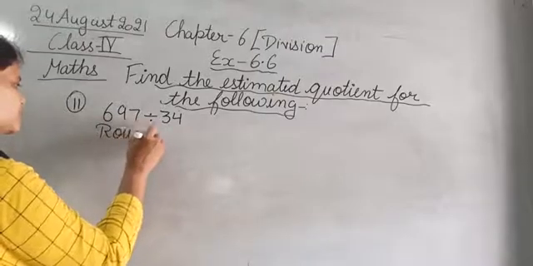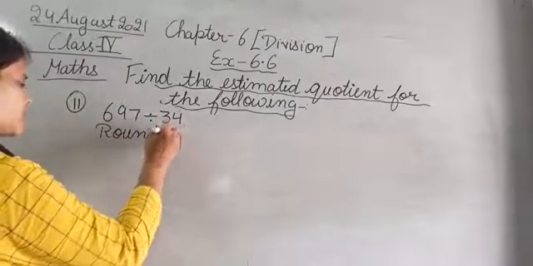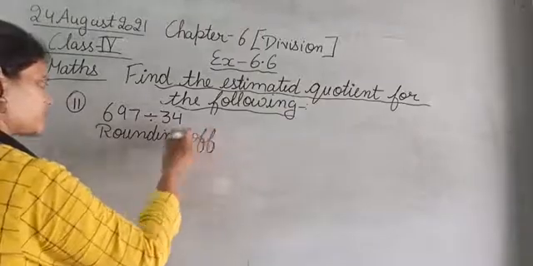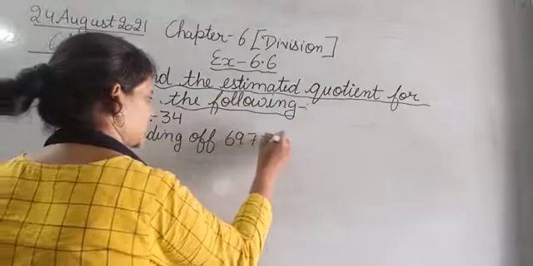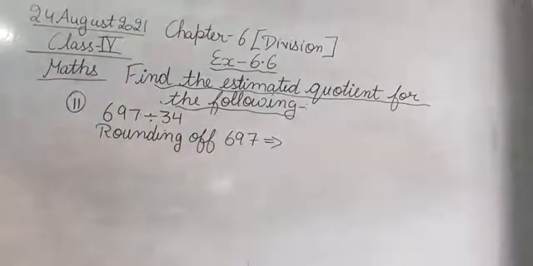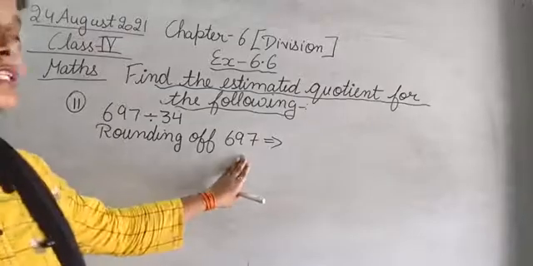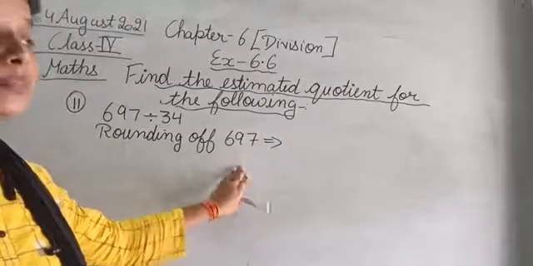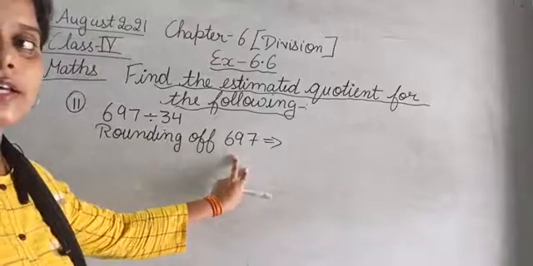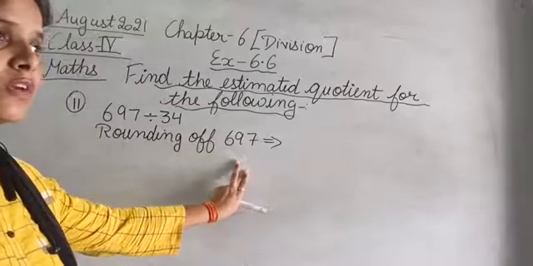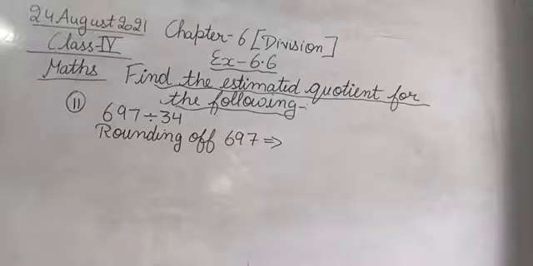Rounding off 697. So 697 is a 3-digit number. So when we round it off, we will round it off to the nearest 100, because the highest place value is 100. So what will be the number after rounding off? We will get 700.